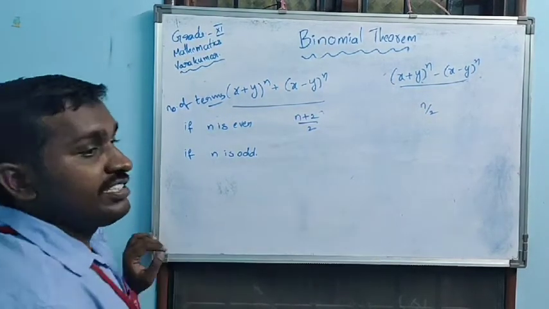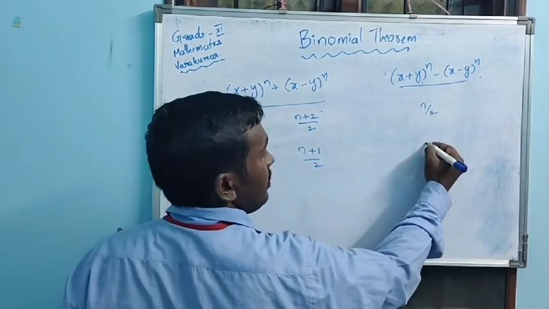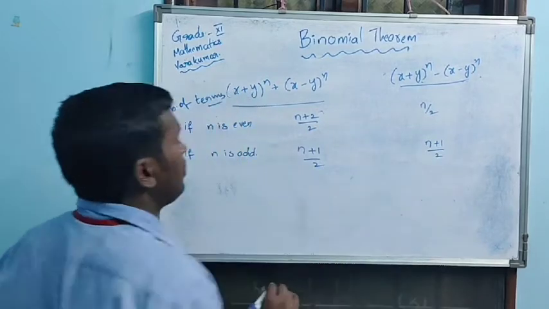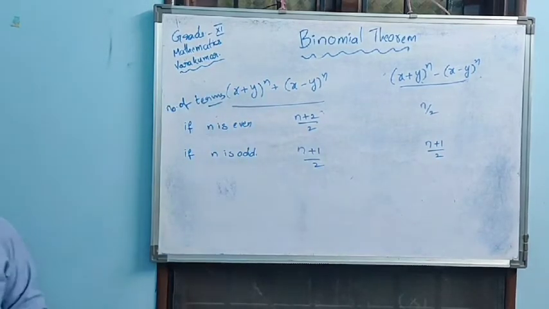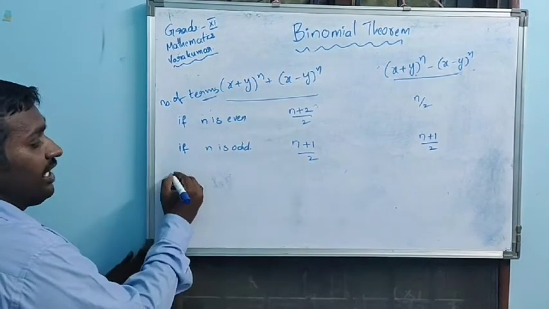Next, if n is odd, then (n plus 1) by 2 terms will be there. Okay, let us see a problem based on this: how many terms?